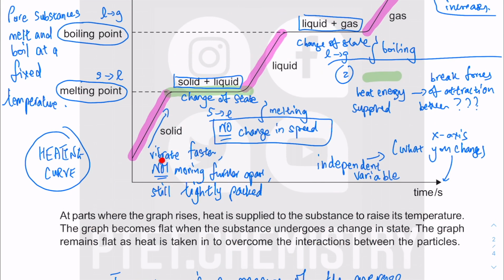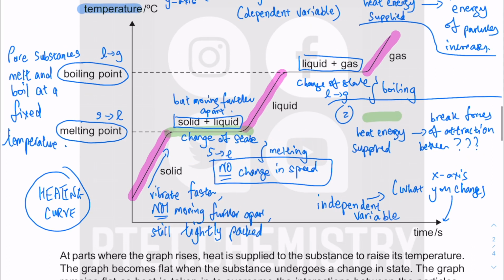The solid particles vibrate faster because they are still tightly packed, but they are not moving further apart. They are just vibrating faster. Here they are not vibrating faster, because they have already reached the optimum speed of vibration. So all the heat energy supplied goes to break the force of attraction between the solid particles in order for you to become liquid. Because this is what you are doing, there is no conversion of the heat energy into kinetic energy. So you are not moving faster, but you are moving further apart.